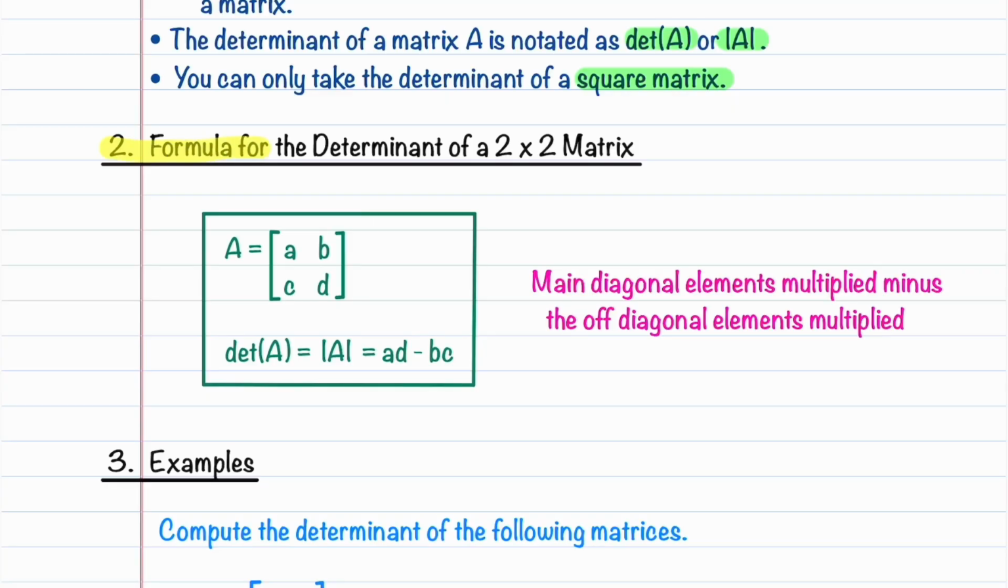Let's now go over the formula for the determinant of a 2x2 matrix. If we have a matrix A and its entries are a, b, c, d, then the determinant of A, written like this or like this, is equal to the main diagonal elements multiplied, that's a times d, minus the off diagonal elements multiplied, that's b times c. So the formula that you need to remember is ad minus bc.